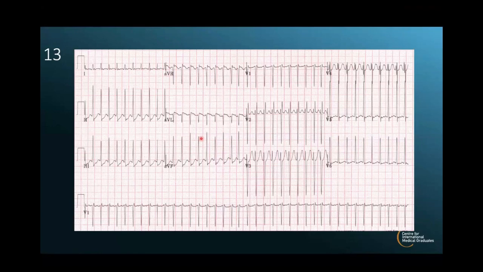So again, now the calibration for this. This way we can see some P waves preceding the R waves, so that's sinusoid.